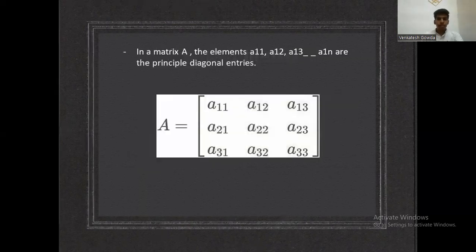In matrix A, the elements A11, A12, A13, and so on till A1n are the principal diagonal entries. So we can say that A11, A12, A13 are the elements of matrix A. So this is an example of a matrix.